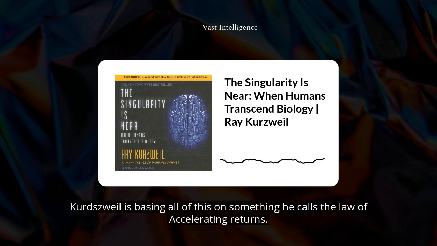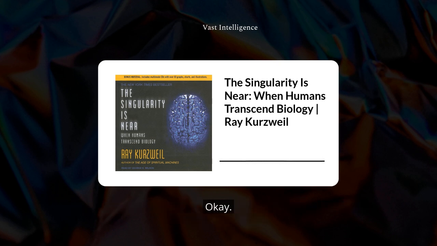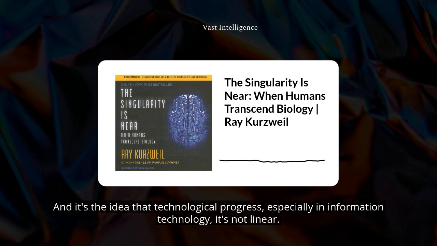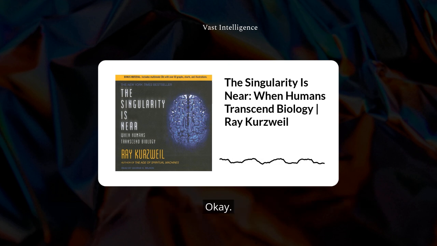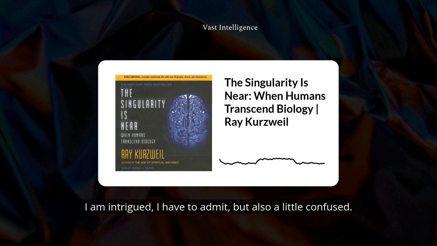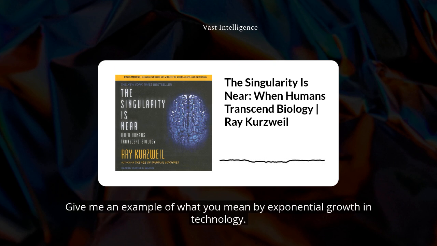Kurzweil is basing all of this on something he calls the law of accelerating returns. It's the idea that technological progress, especially in information technology, isn't linear, it's growing exponentially. I am intrigued, I have to admit, but also a little confused. Give me an example of what you mean by exponential growth in technology.